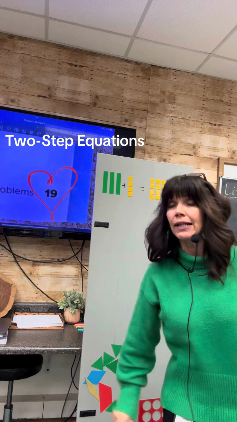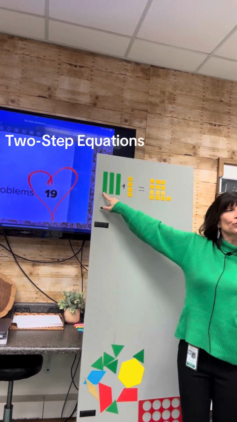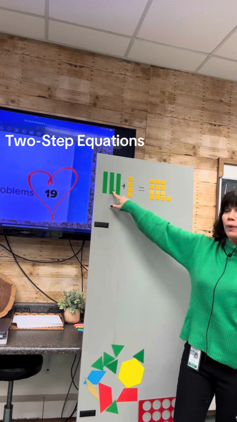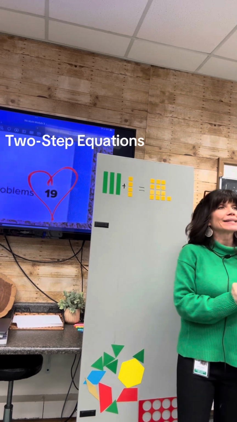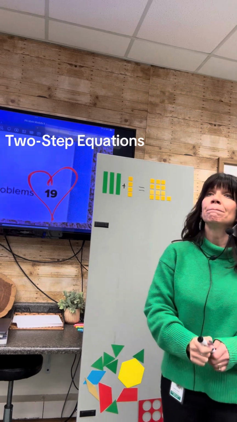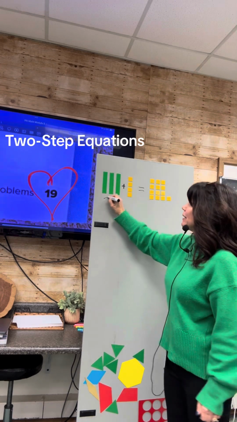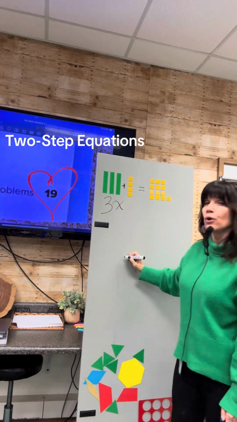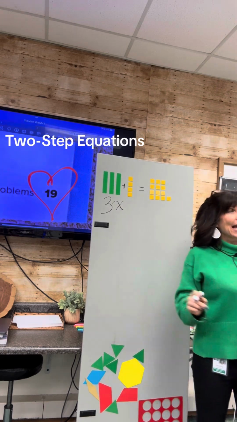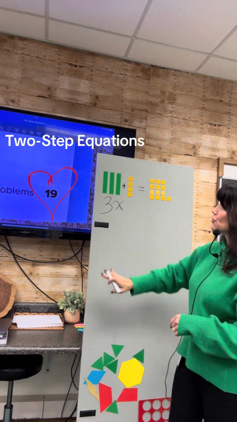I just asked my class to please write on a piece of paper what they believe these 3 green strips are representing. Raise your hand if you would like to tell me. X. How many X values? 3. Excellent. Wave at me if you also wrote 3X. And everybody at home, do you understand?